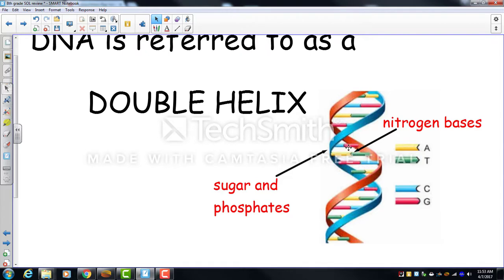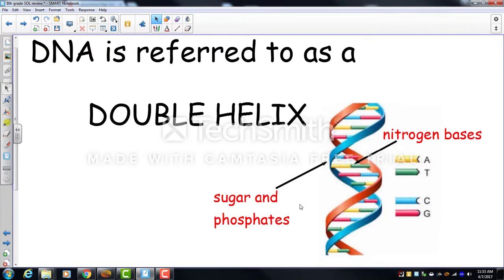The steps of the ladder, the parts you would climb on, those are your nitrogen bases, A, T, C, and G. Now, the sides of the ladder are made up of a combination of sugar and phosphates. And some of you might even remember, if you are really good at biology, that these nitrogen bases are held together with hydrogen bonds. I don't think they'll ask you that on the SOL, but what I do think you need to know is double helix and these nitrogen bases: adenine, thymine, cytosine, and guanine.